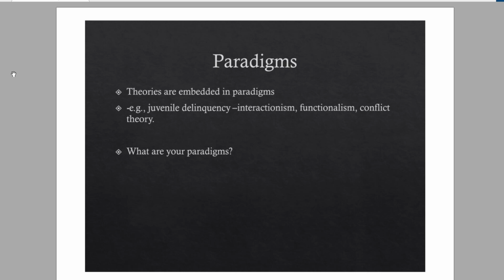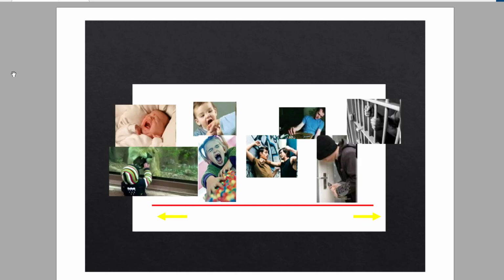We put a question at the bottom. What are your paradigms to think about these things? How do you think about it when you view a parent disciplining their child in public? What are your paradigms for that? How do you initially think about that? Because that's going to tell you about what you think about the world.